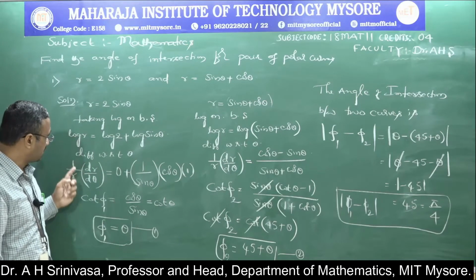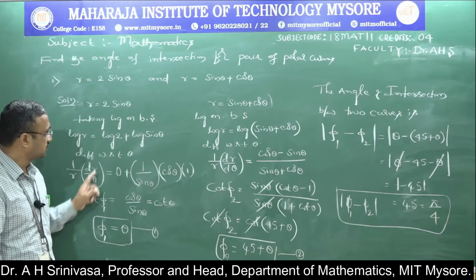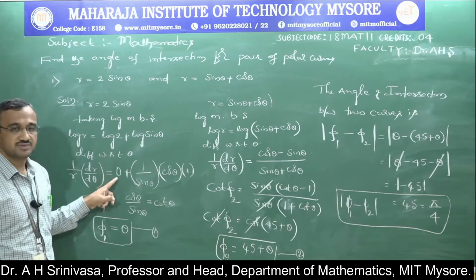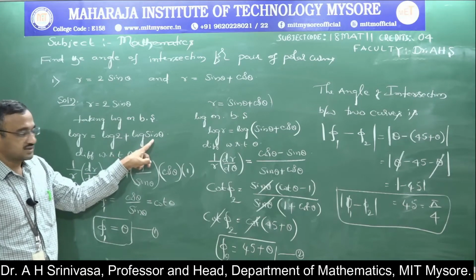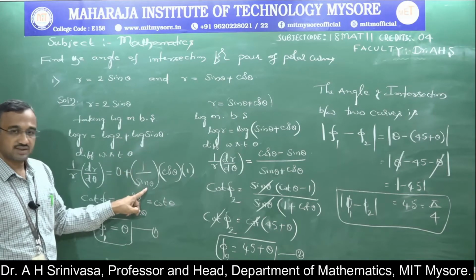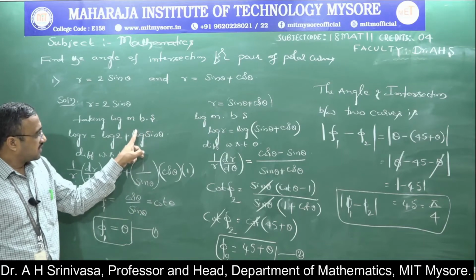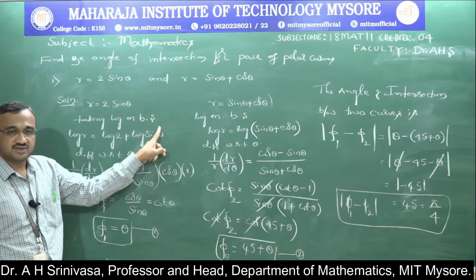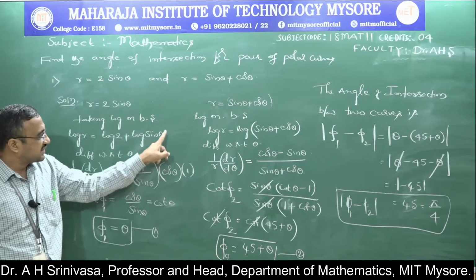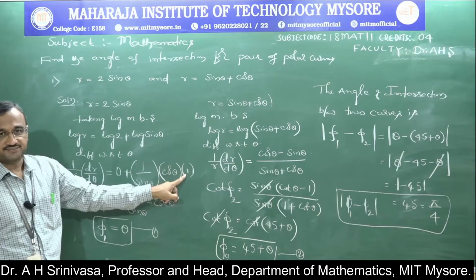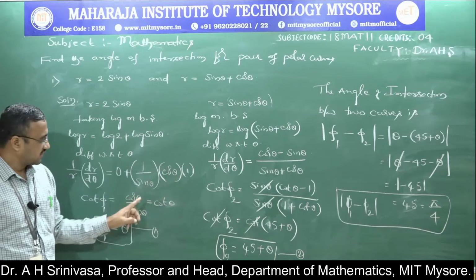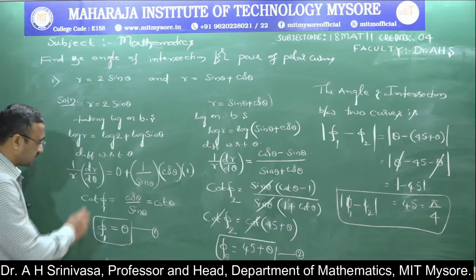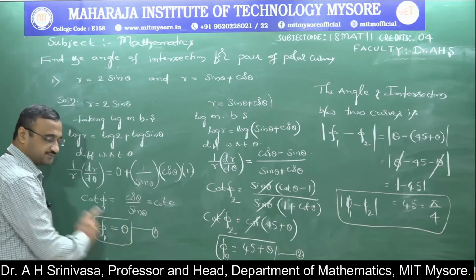The log r is 1 by r dr by d theta. Log 2 is a constant function. If you differentiate a constant function, it becomes 0. The differentiation of log sin theta is 1 by sin theta. Logarithm function differentiation is 1 by this function, then differentiation of sin theta becomes cos theta. Then theta with respect to theta we get 1. After simplification, we get cos theta by sin theta, that is cot theta. By the properties of trigonometry, we cancel these two cot, and we get the value of phi 1 is theta.